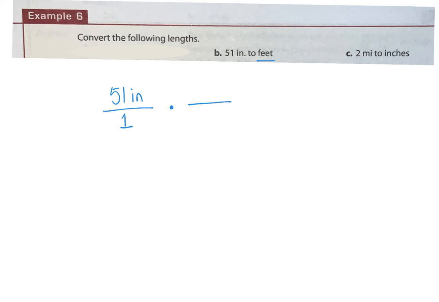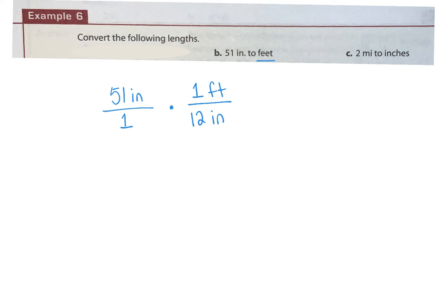Because if I put it on top, I'm going to have inches times inches, which is actually inches squared. And I don't want inches squared. I want feet, okay? So I need to put my inches on bottom and my feet on top. And you said there's 12 inches in 1 foot. So I'm going to say 12 inches in 1 foot. All right. And now I can see that I'll be able to cross cancel my inches.